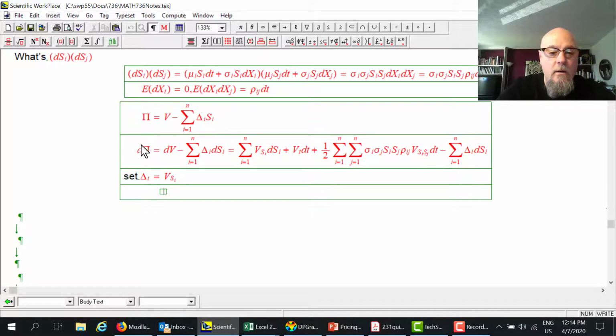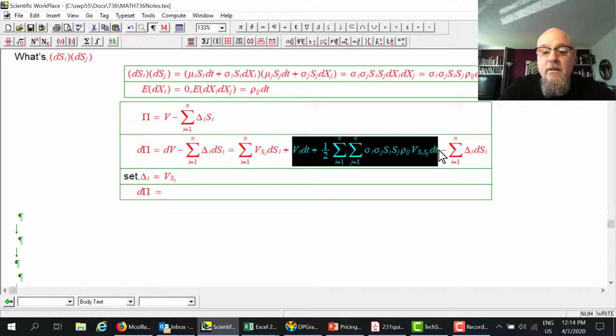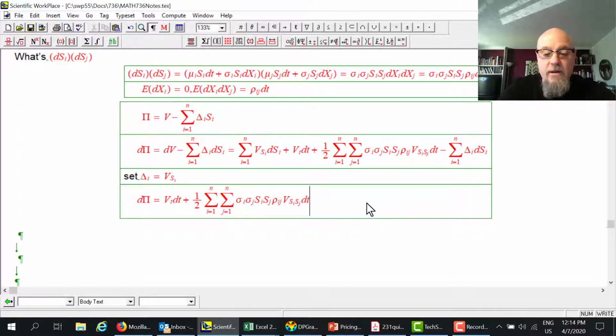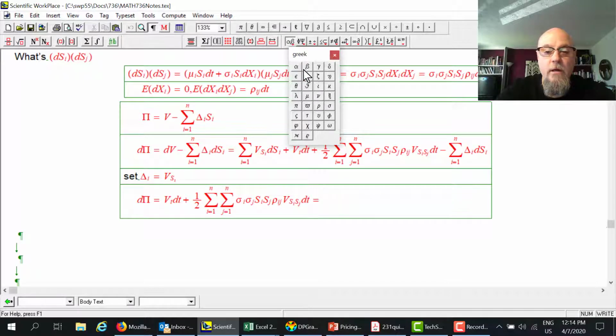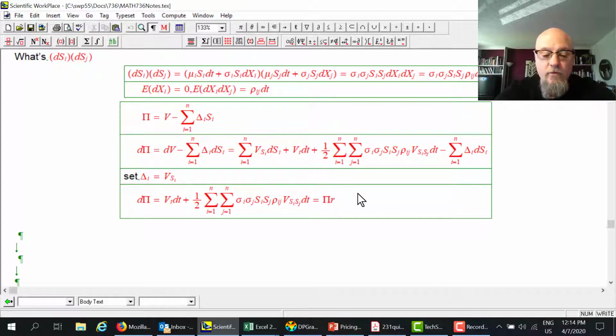So now the change in the portfolio is equal to, so now we got to pick the deltas, we picked them that way. So now the only thing that's left is this, and it's all dt. There's no randomness. It's all deterministic. That means that this should grow at the risk-free rate. It should be as if I took pi dollars at the risk-free rate of return for dt amount of time. We're almost there.